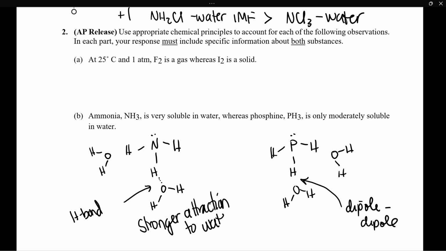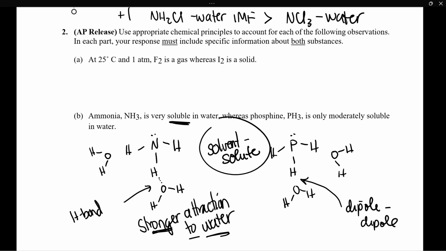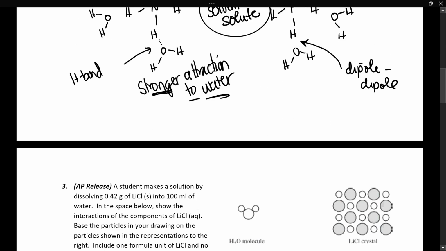When you're doing your explanation, it's really important to specify, when you're trying to explain solubility, that you're discussing the attraction to water. So not just that NH3 can hydrogen bond, but that NH3 can hydrogen bond with water, whereas PH3 only has a dipole attraction to water. And so this attraction is stronger. So make sure you're discussing somewhere in your explanation that solvent-solute attraction. Okay, and the stronger this attraction is, the more likely it's going to dissolve.